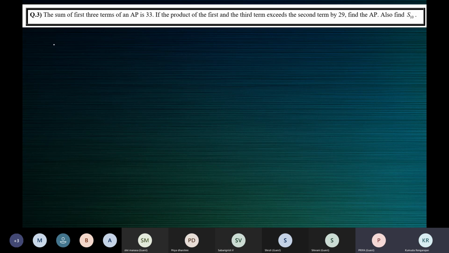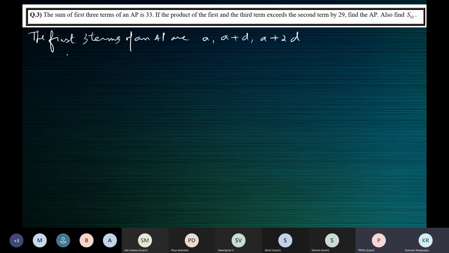So what are the first three terms of an AP? The first three terms of an AP are A, A plus D, A plus 2D. What is given? The sum of the first three terms. So A plus A plus D plus A plus 2D. The sum of the first three terms is 33.